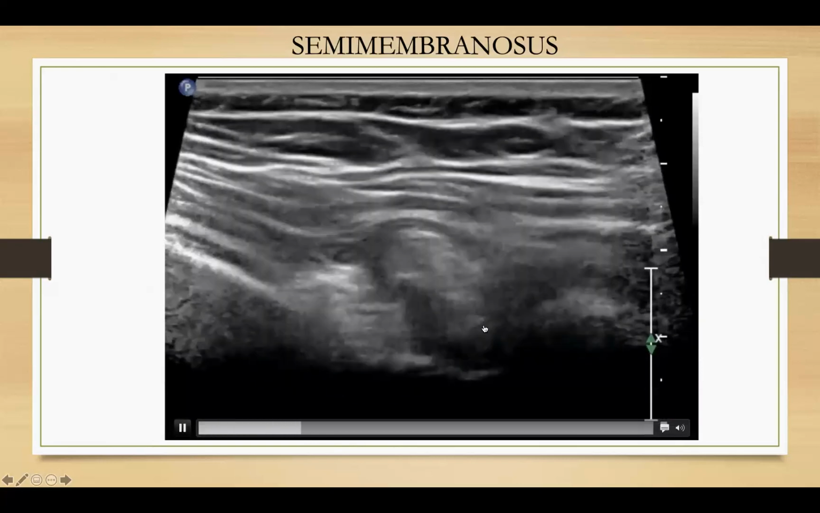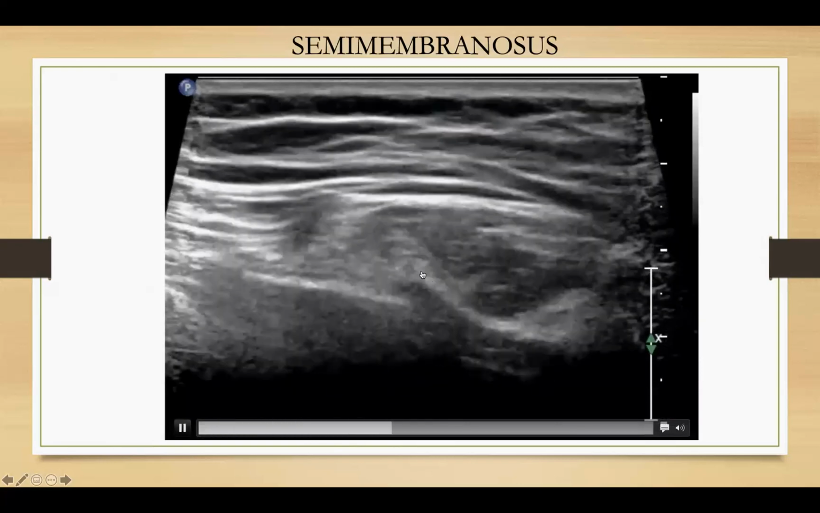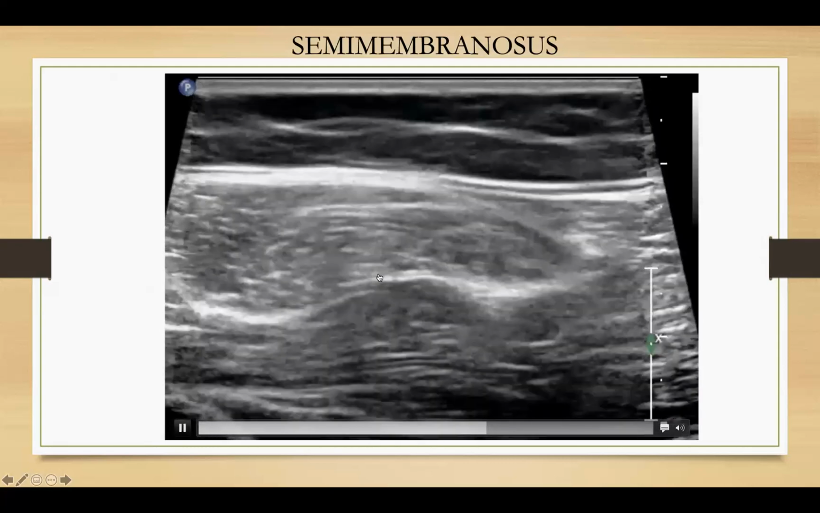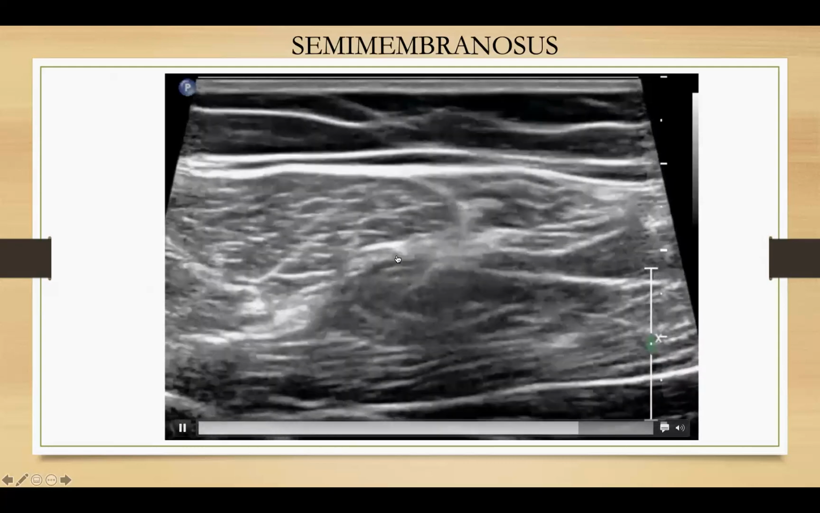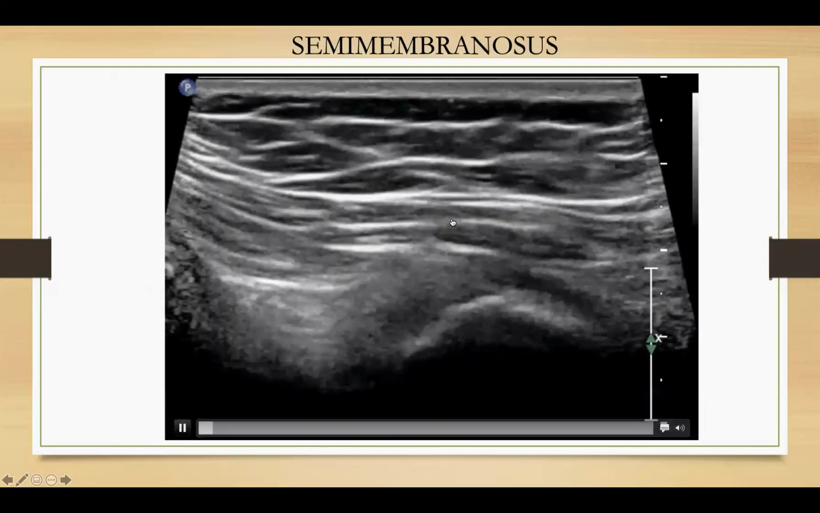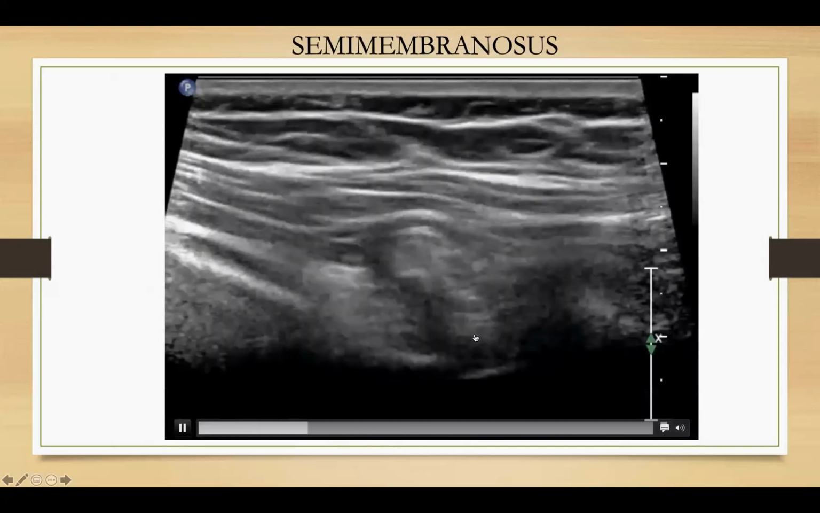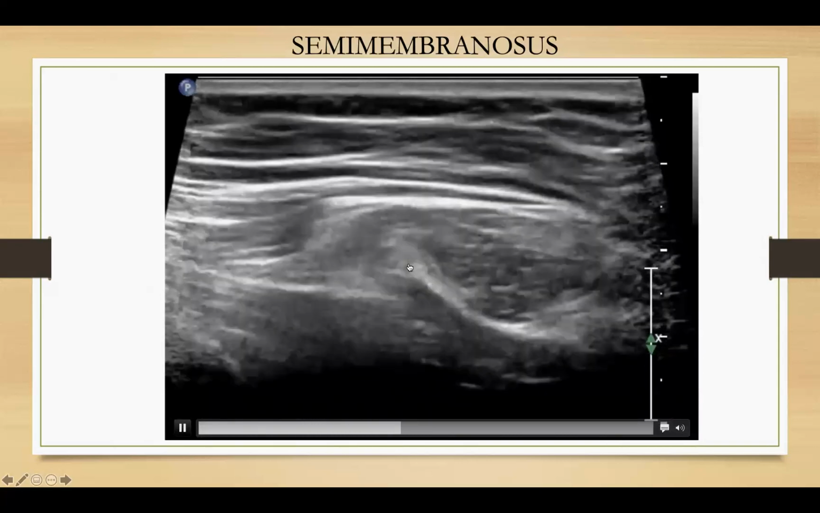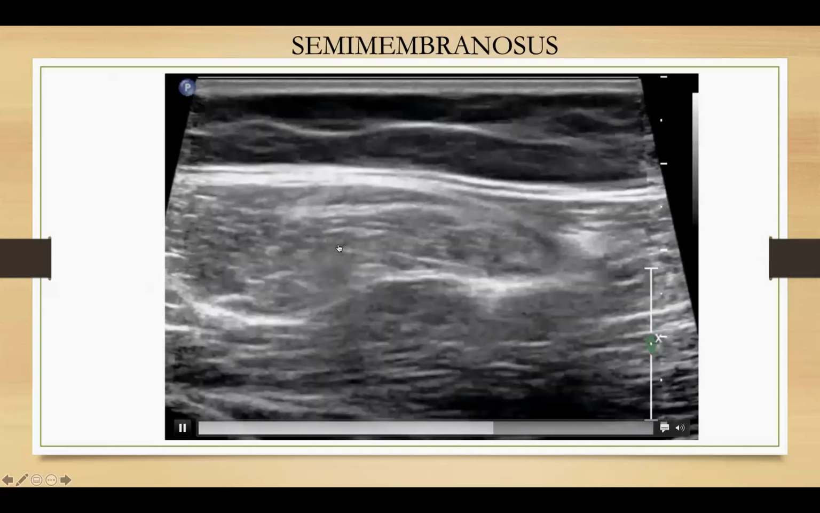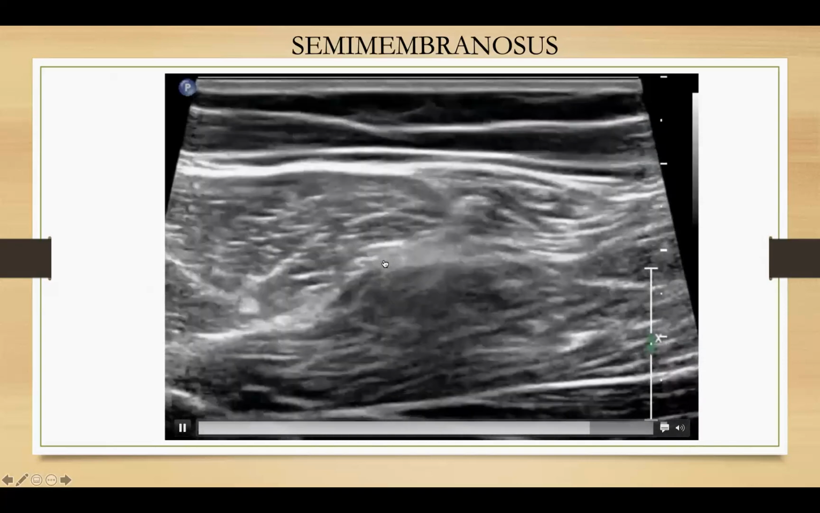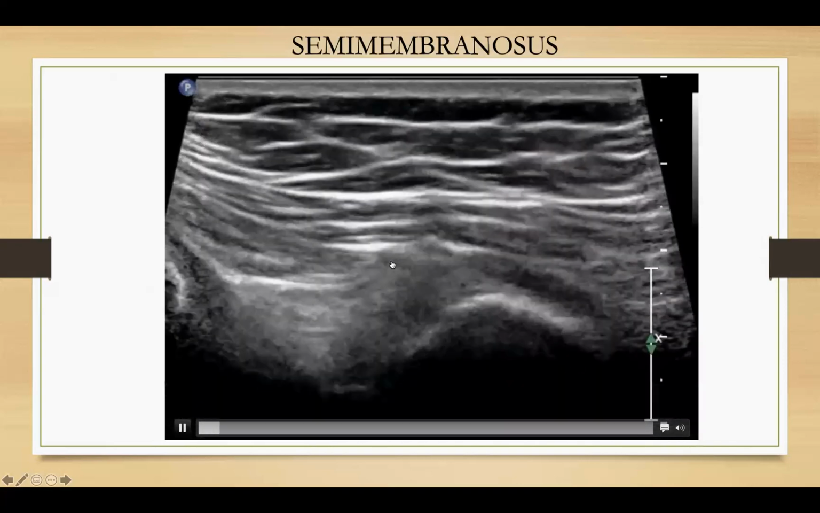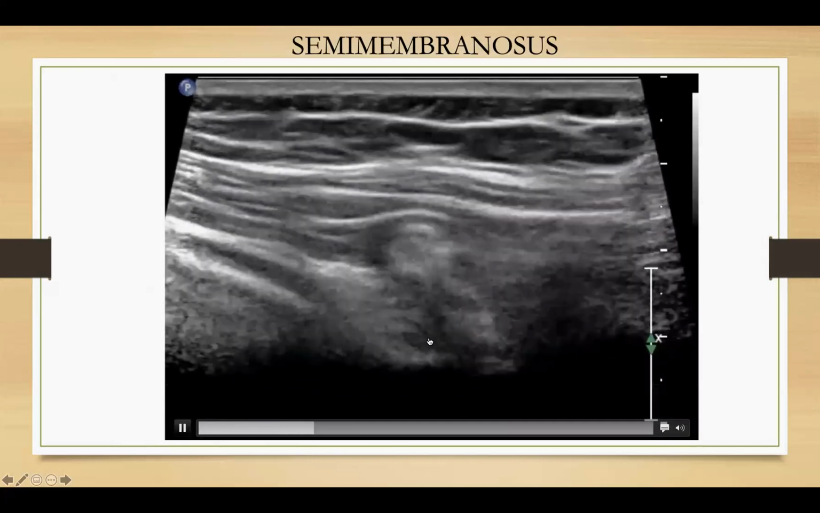Here's the ischial tuberosity, semimembranosus tendon. Here it has this tadpole shape, rotating on itself laterally, with the muscle belly arising off it medially. Semimembranosus tendon, deep to the semitendinosus muscle, coursing inferomedially, rotating laterally.